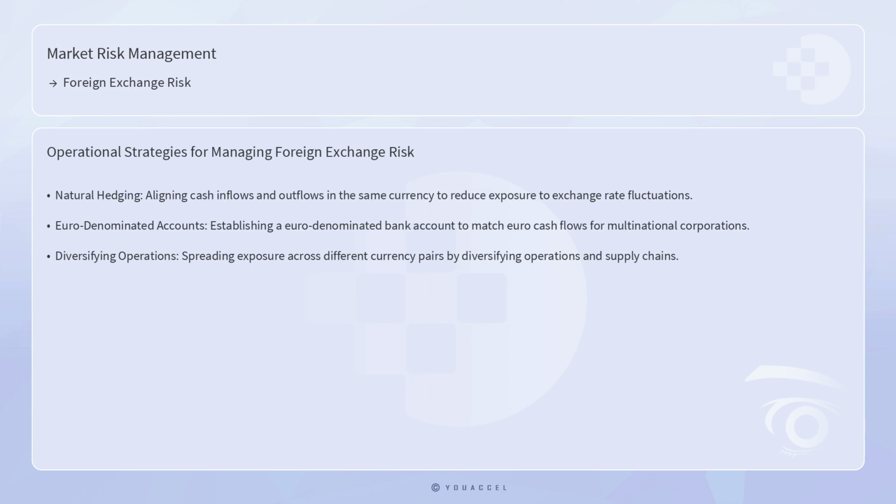In addition to financial hedging, companies can adopt operational strategies to manage foreign exchange risk. One such strategy is natural hedging, which involves aligning cash inflows and outflows in the same currency. For example, a multinational corporation with revenues and expenses in euros might establish a euro-denominated bank account to match its euro cash flows, thereby reducing its exposure to exchange rate fluctuations. Diversifying operations and supply chains across multiple currencies can also help mitigate foreign exchange risk by spreading exposure across different currency pairs.